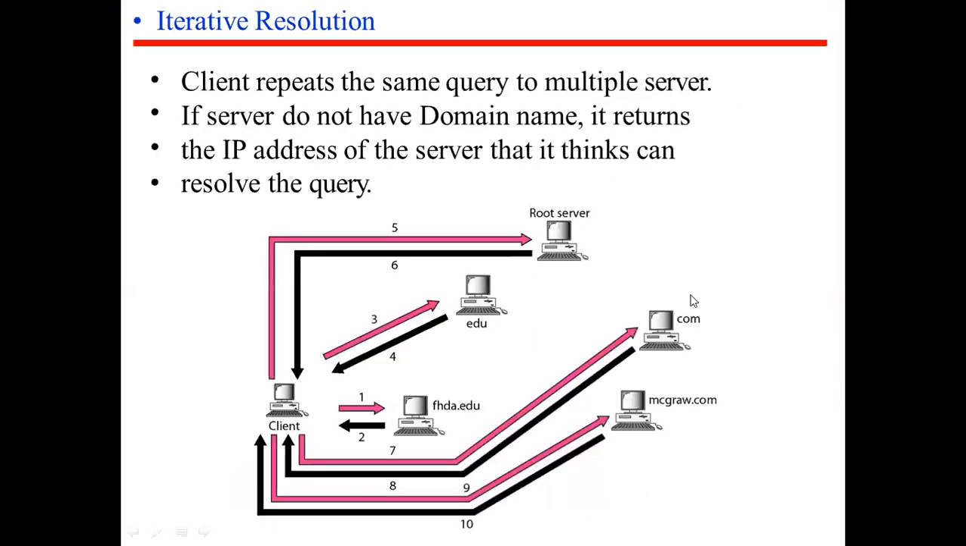Now the client is repeating the same query to multiple servers. Now see here, the client is there. For that client there are multiple servers. The .com server is also there. The root server is also there. The edu server means a different server. It is just sending multiple queries to multiple servers. And if the domain name is not available in that server, then what happens? The server returns the IP address of the server that it thinks can resolve the query.